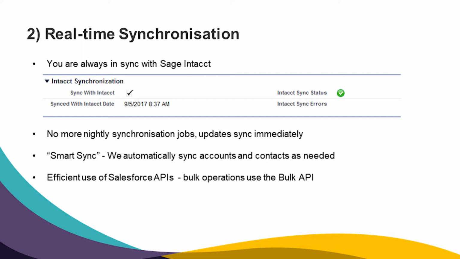So if you go into an account and update something that's not Intacct relevant, it doesn't push across. And we don't have any nightly synchronization jobs, so you're not waiting for the two systems to align. Intacct is all about real-time information and real-time reporting, so that just wouldn't make sense for the product. So it's all real-time information.